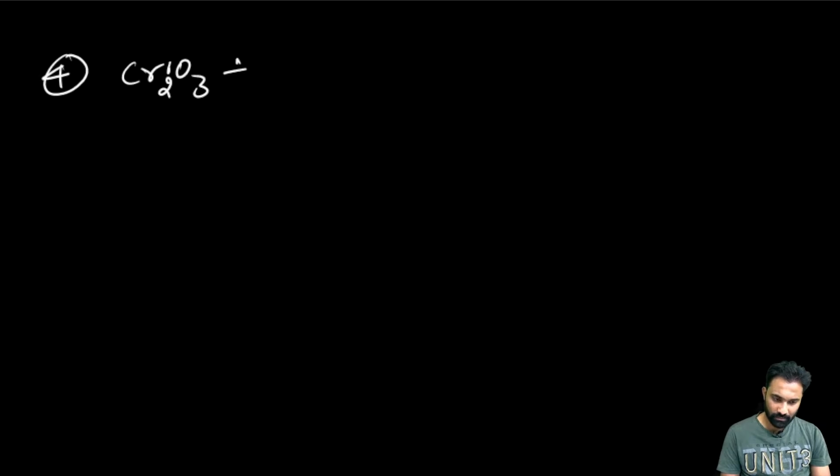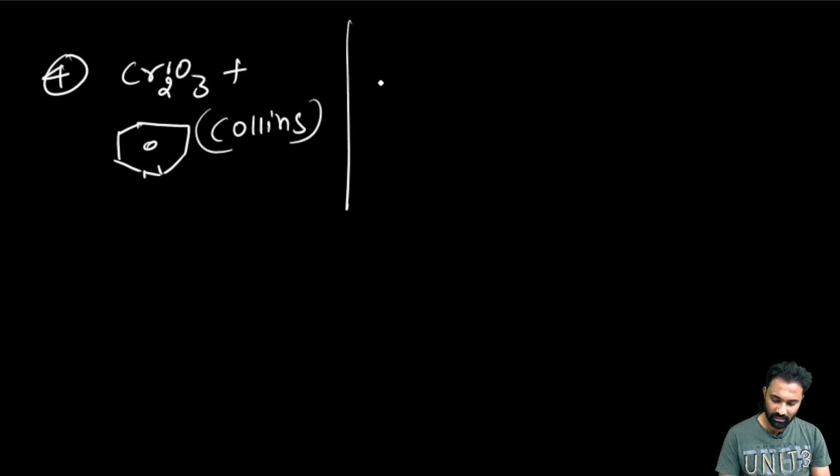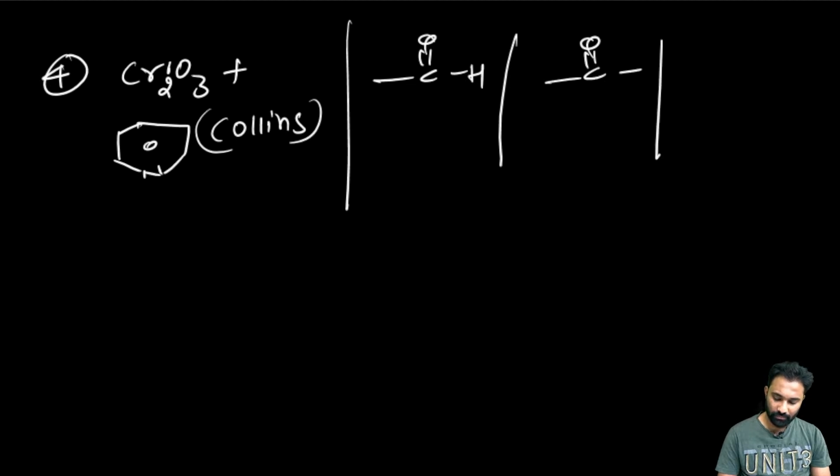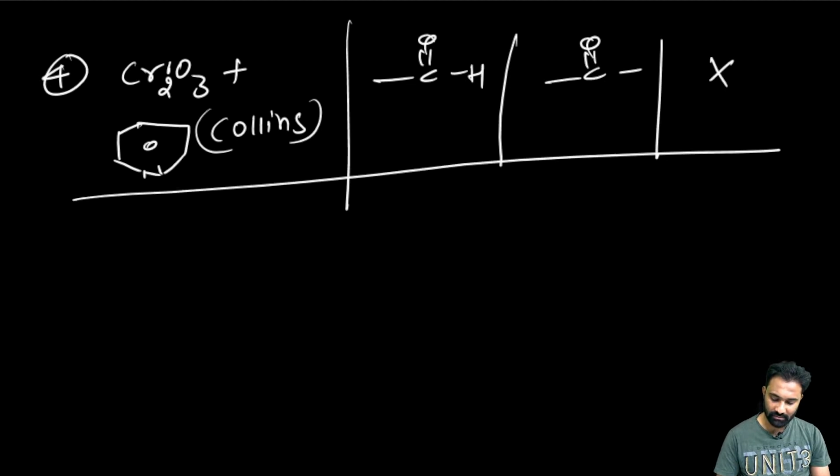Next one. The fourth reagent we are having is Collins reagent. Collins reagent means Cr2O3 in the presence of pyridine base. Now in this Collins reagent, 1 degree alcohol will be converted into aldehyde. 2 degree alcohol will be converted into ketone. 3 degree, no reaction.